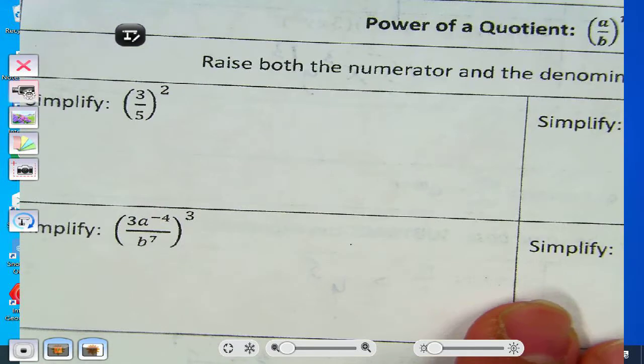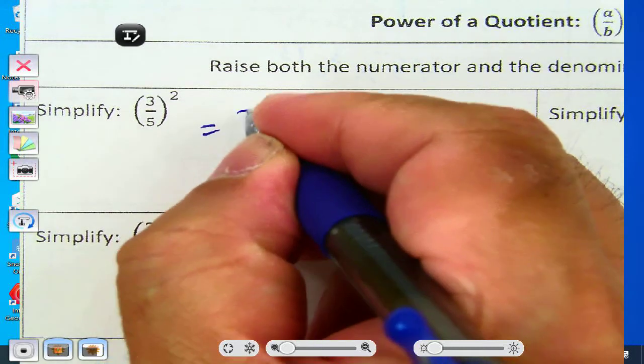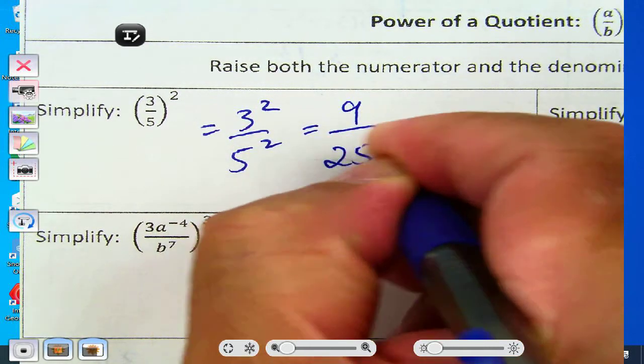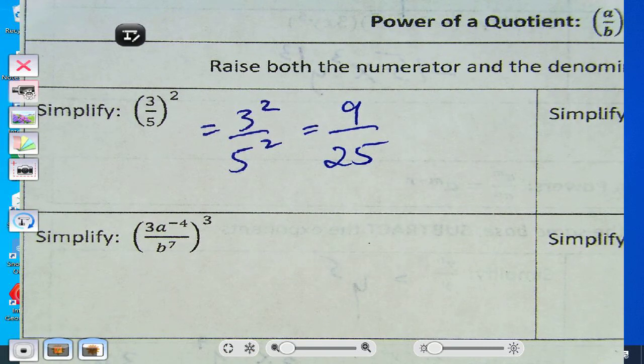So you're going to distribute that exponent again. So that's the same thing as 3 squared over 5 squared, which is 9 over 25. What's that simplified out to? 3 over 5. It does not reduce to 3 over 5. Maybe 9/15. Yeah, but 3 does not go into 25.